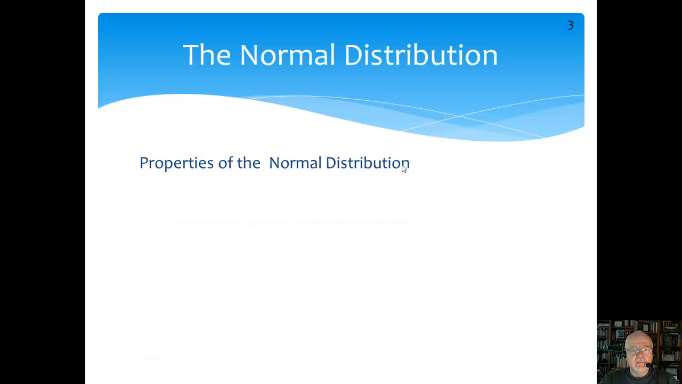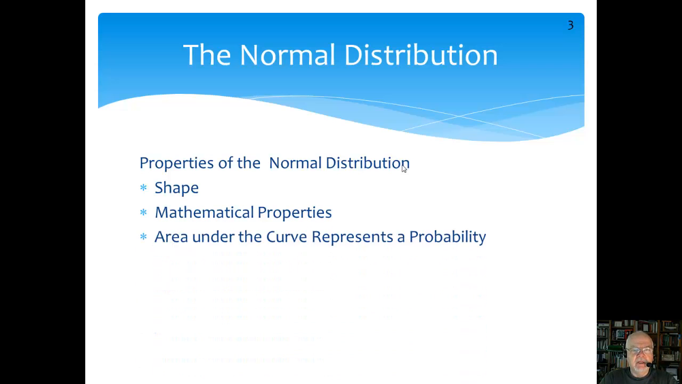So what we're going to do is look at some of the properties of the normal distribution. We're going to look at its shape. We're going to look at some mathematical properties, and then finally we're going to talk about perhaps the most interesting and most useful aspect of the normal distribution, and that is that when we compute the area under the curve of a normal distribution, we're actually computing a certain type of probability.